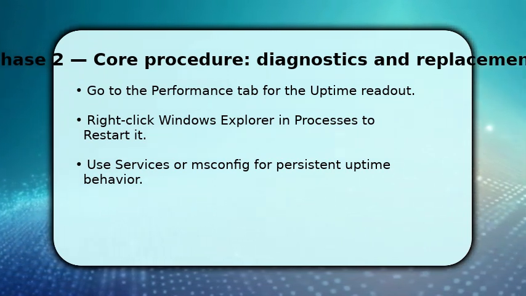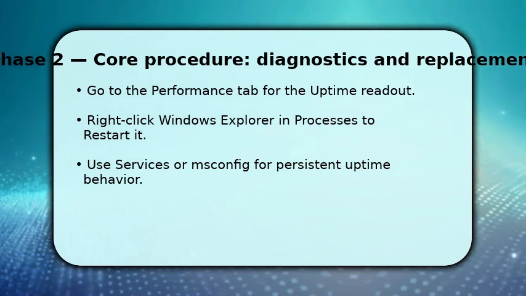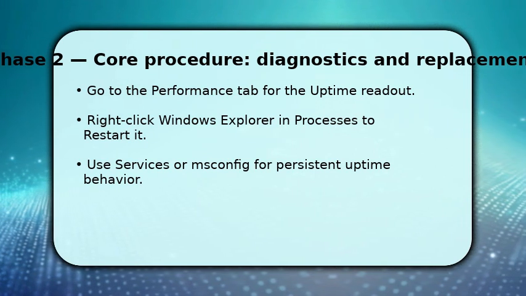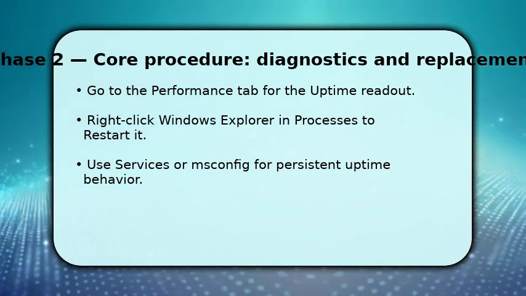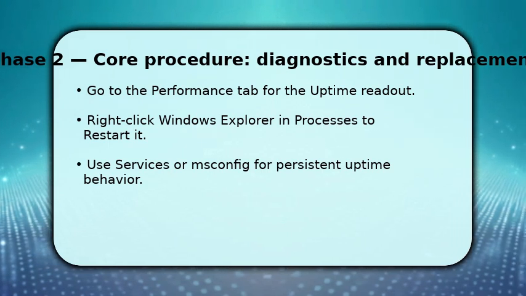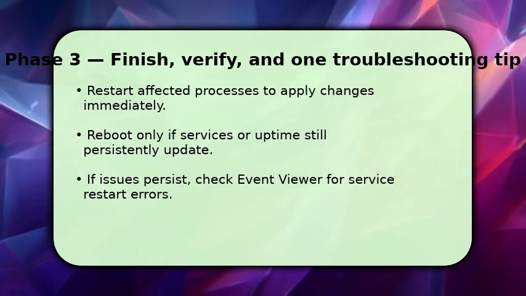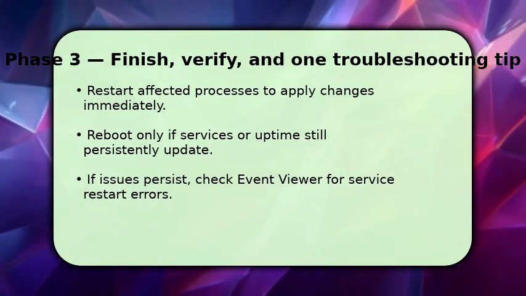For a deeper change, open Services or run msconfig to disable or tweak services that auto-reset system timers, because stopping those services prevents immediate uptime changes after a restart. To finish, restart any affected processes to apply your changes. You should see the Performance tab reflect the new state.